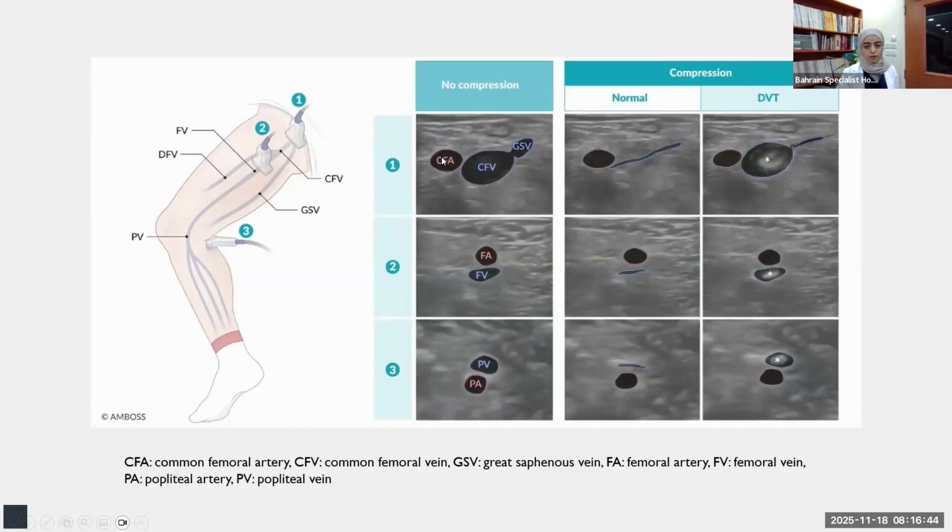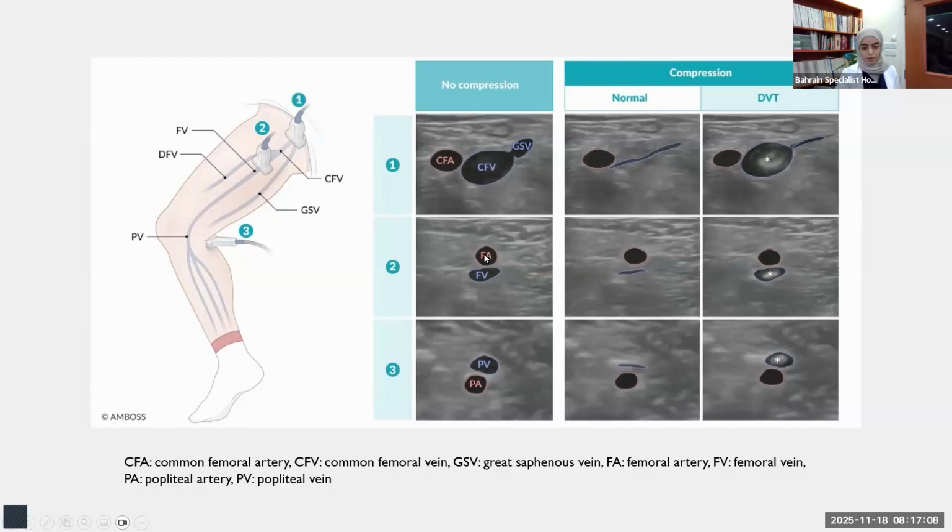So this is point number 1. This is the common femoral artery, common femoral vein, and the great saphenous vein, which is one of the superficial veins. If it is normal, you should see both of the veins compressed. But in DVT, you can see that it will not be compressed, and there is also like a mass inside.